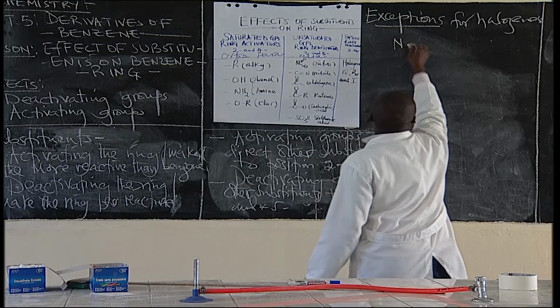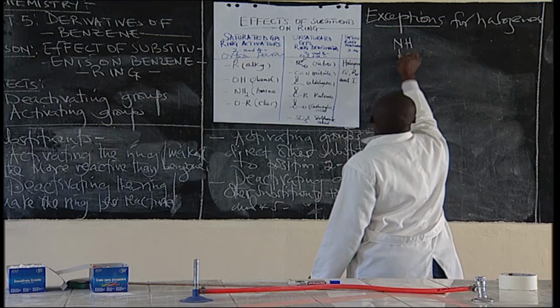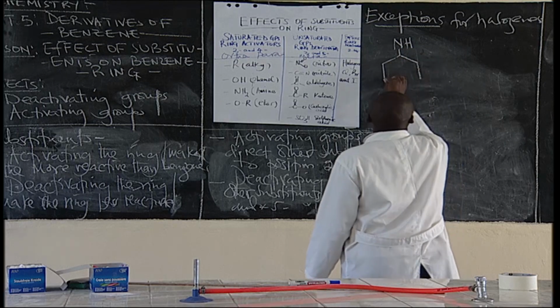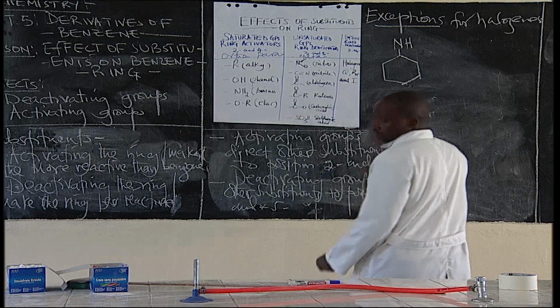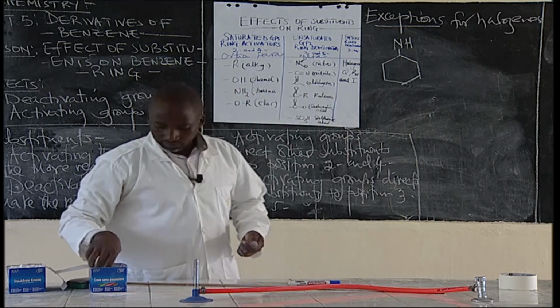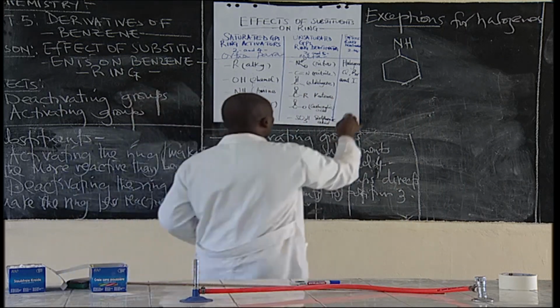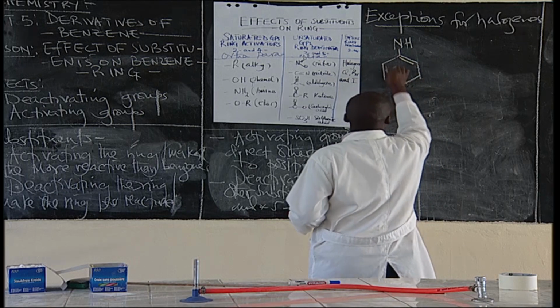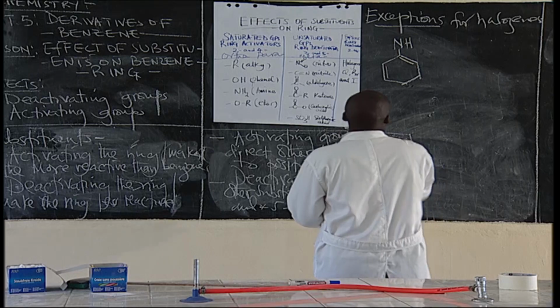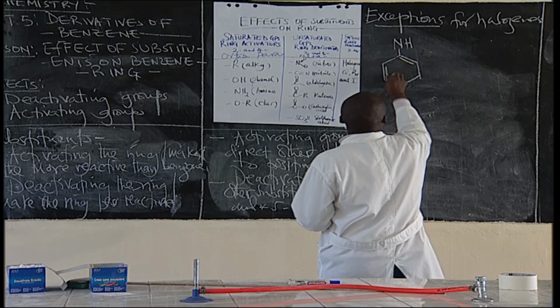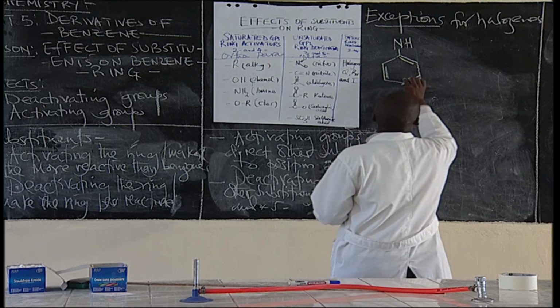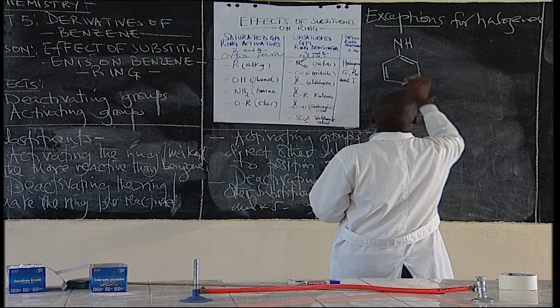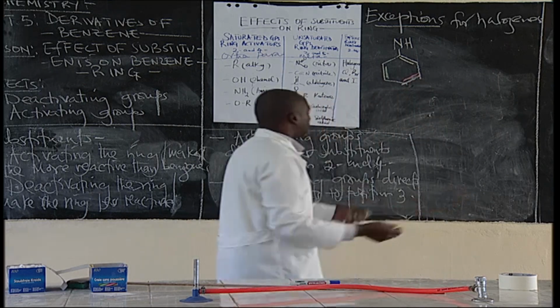An amine group attached on the benzene ring. This is the benzene ring with the different, so this is like this, like this. So let me use some different colors so that we can be able to see what is happening. So what do we mean by activating the ring?